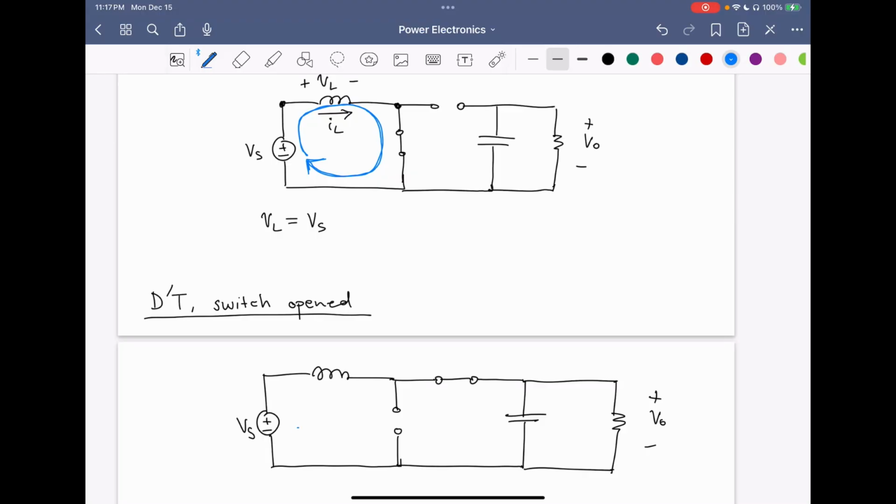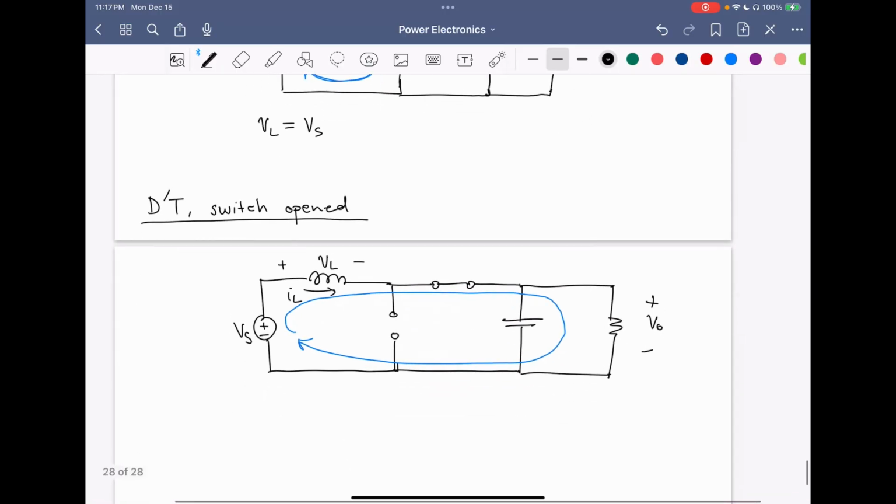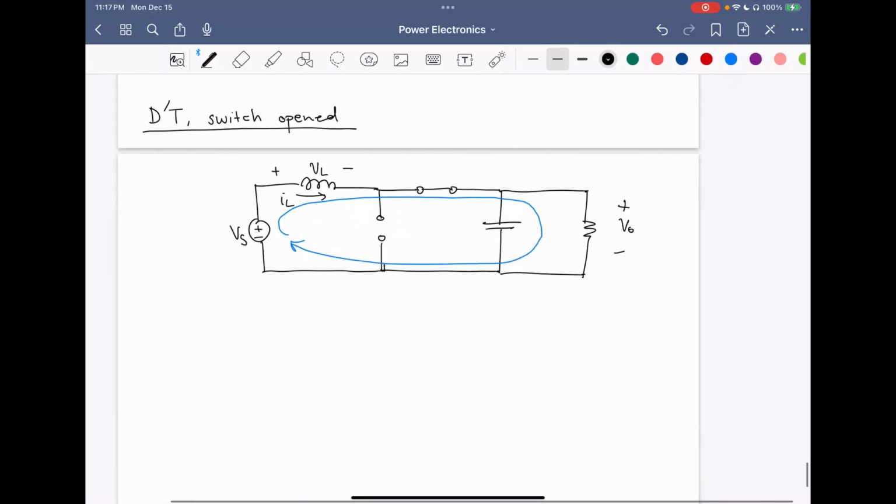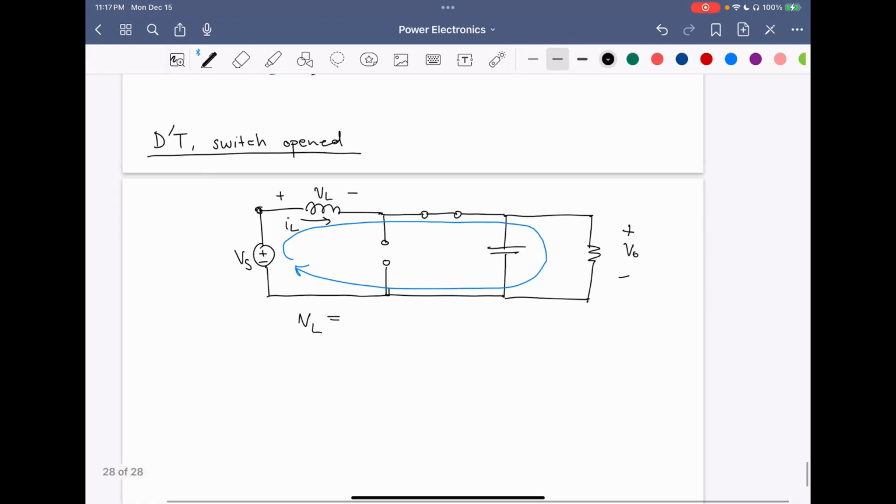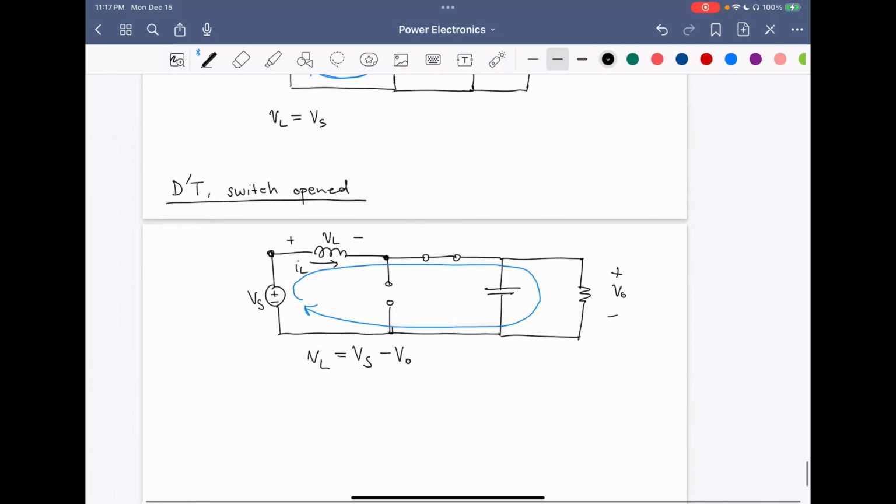So in this case, the inductor current is going to flow in this direction, where the diode has made the path available for it. So in this state, the inductor voltage is equal to: this node is Vs, and this node, because the diode is shorted, is equal to Vo. So therefore, the inductor voltage is Vs minus Vo.